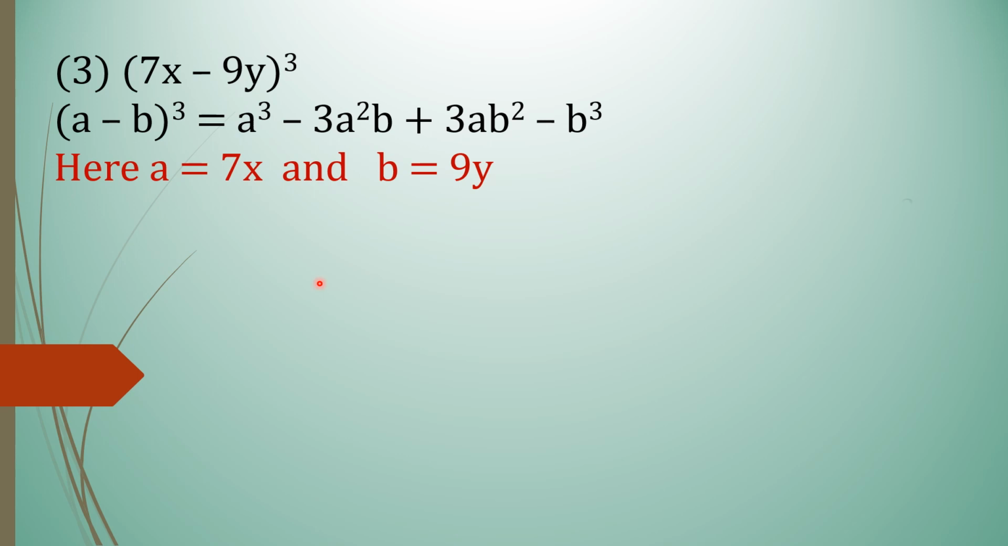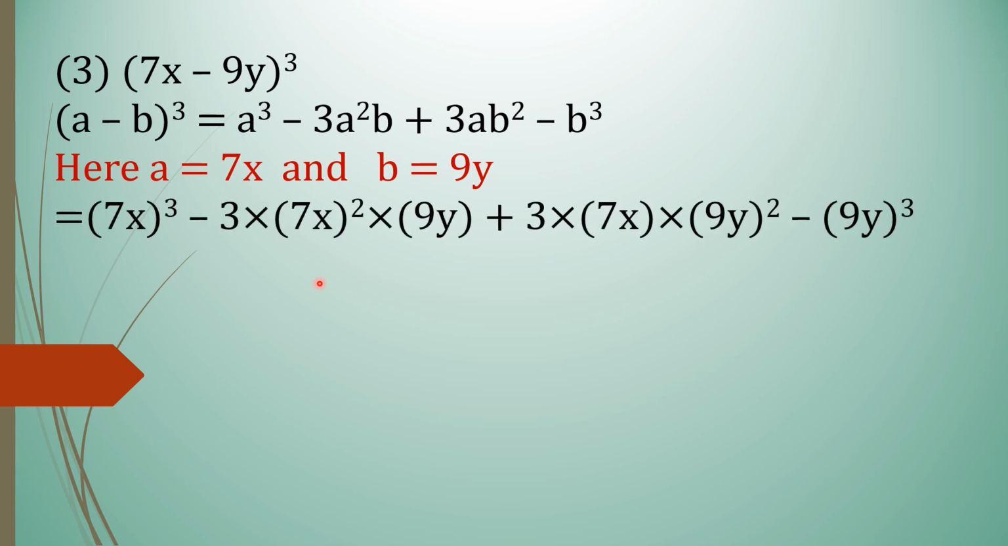And then let's write: that is 7x the whole cube minus 3 into 7x the whole square into 9y plus 3 into 7x into 9y the whole square minus 9y the whole cube. In this step you use brackets, students. If you don't use them, then the coefficient you cannot cube. If you directly write 7x the whole cube, then the cube will not go to the coefficient. So the first step, you have to put in brackets and then write.